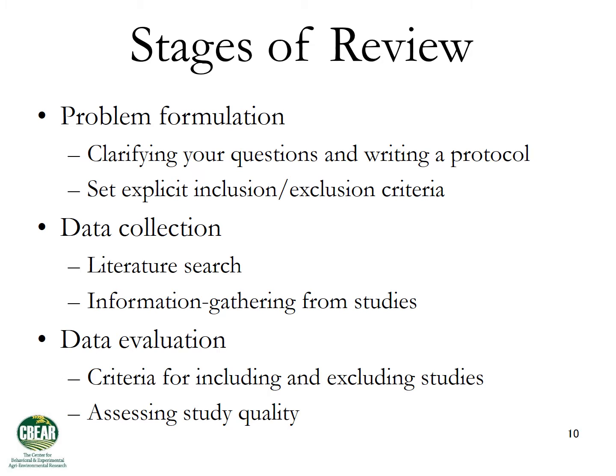So the first one is the problem formulation, clarifying your questions and writing a protocol, setting explicit inclusion-exclusion criteria. Then you go about collecting the data, doing the literature research, information gathering from different studies, and you do the data evaluation, where you establish first the criteria for excluding and including studies and assessing study quality. This is actually the biggest part of systematic reviews, making it very transparent and very systematic and clarifying what you're doing.